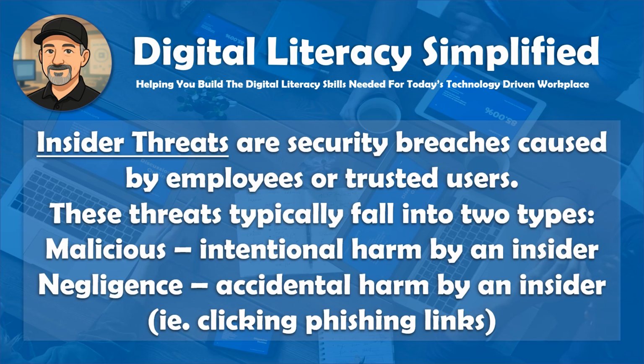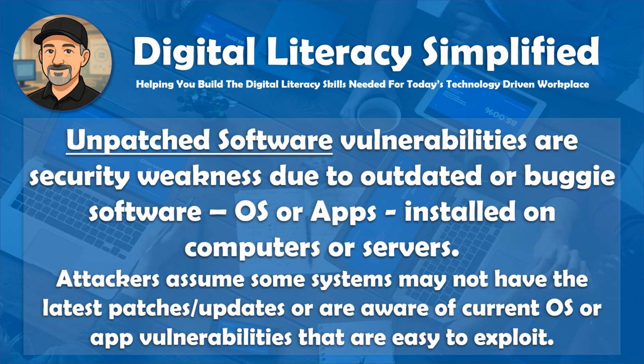Malicious, it's an intentional harm by an insider, or negligence, accidental harm by an insider, for example, maybe clicking a phishing link. And unpatched software vulnerabilities are security weaknesses due to outdated or buggy software in the operating system or in apps installed on computers or servers. Attackers assume some systems may not have the latest patches or updates or are aware of current operating system or app vulnerabilities that are easy to exploit.